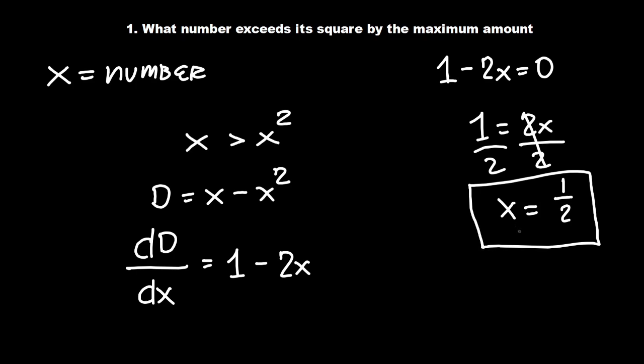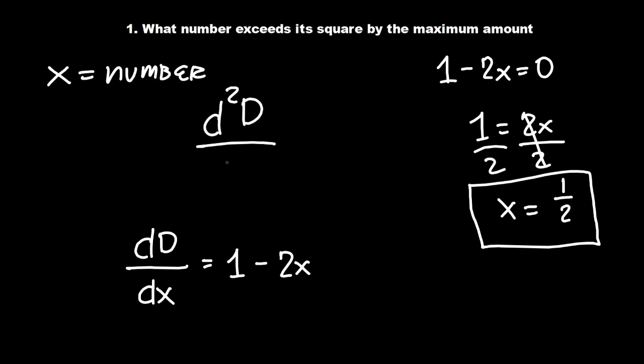And in order to confirm whether this would be the maximum amount, let us use this in order to find our second derivative. And for this one, the derivative of this one again, the second derivative of d with respect to x, would be equal to the derivative of 1, which is 0, and the derivative of 2x would be equal to 2. So 0 minus 2 would be equal to -2.